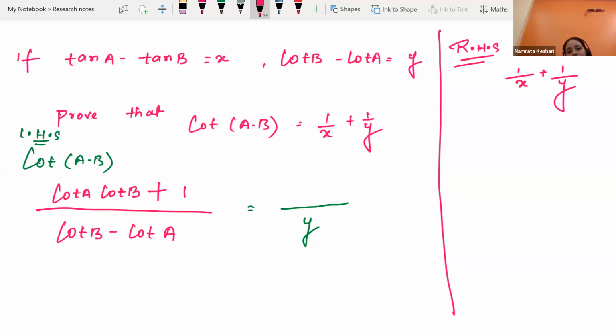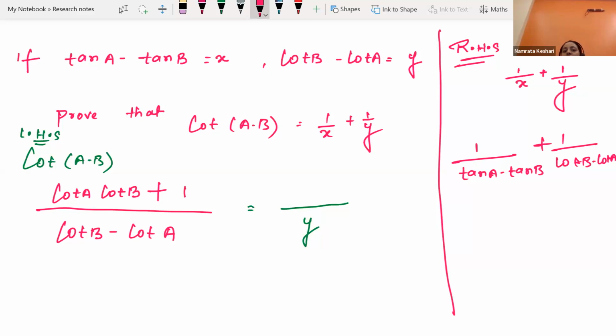That's what I was about to say. Of course there must be a way of going from left to right or right to left, but if you are not getting it at that point of time, quickly leave it and try working on RHS. So RHS is 1 by x plus 1 by y, where 1 by x is tan A minus tan B, and y is cot B minus cot A.